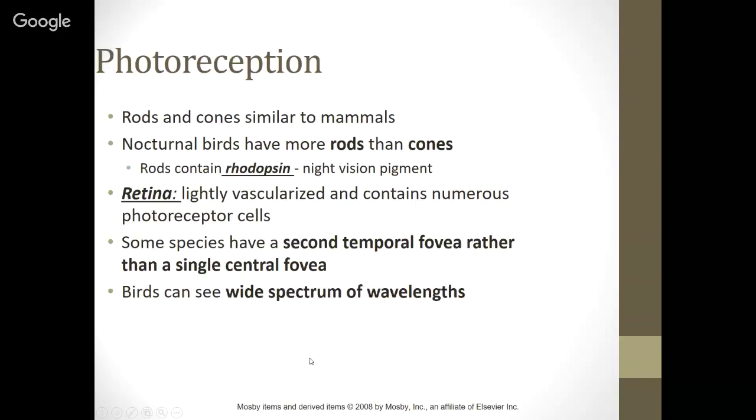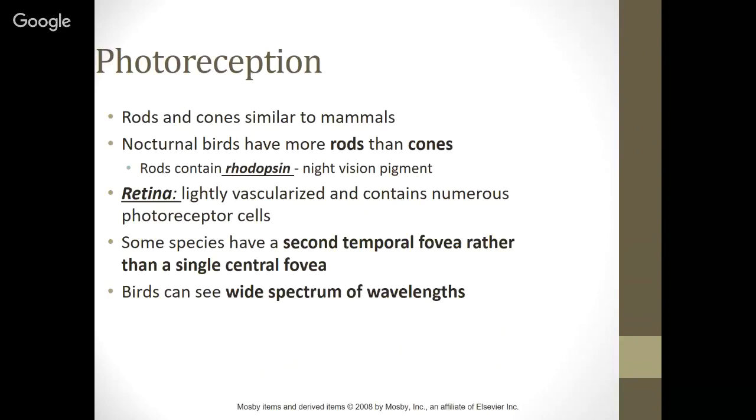Photoreception. They do have rods and cones similar to mammals. Nocturnal birds have more rods than cones. It's the same for nocturnal mammals. Rods contain rhodopsin, which is a night vision pigment. The retina is lightly vascularized and contains numerous photoreceptor cells.